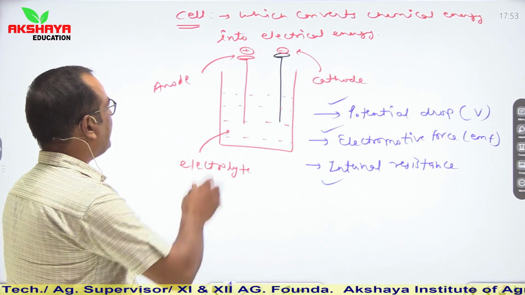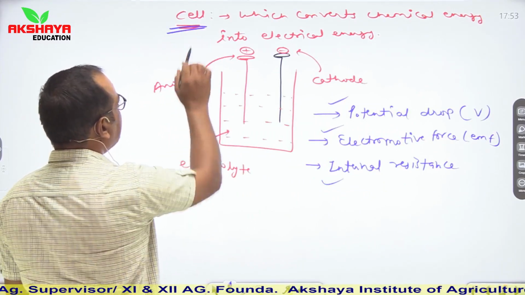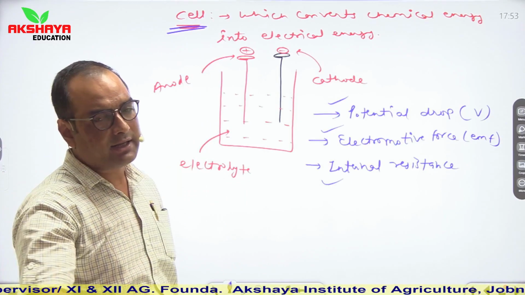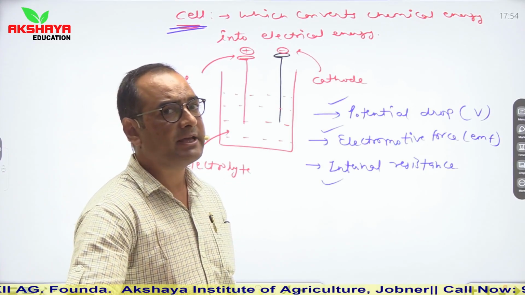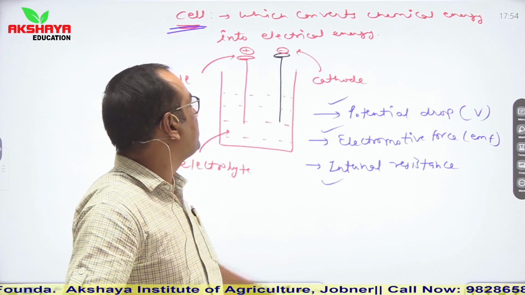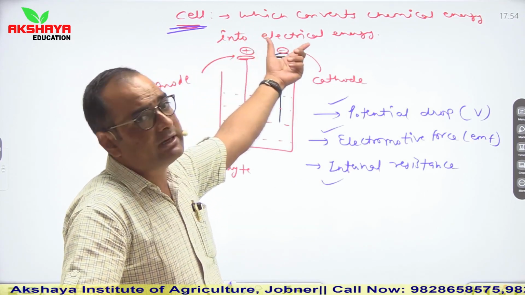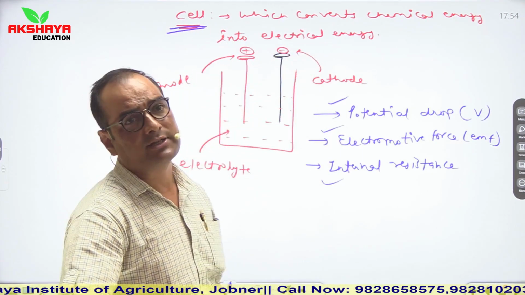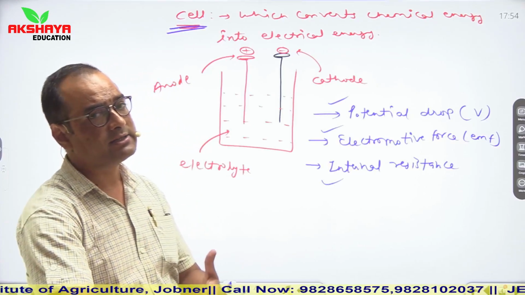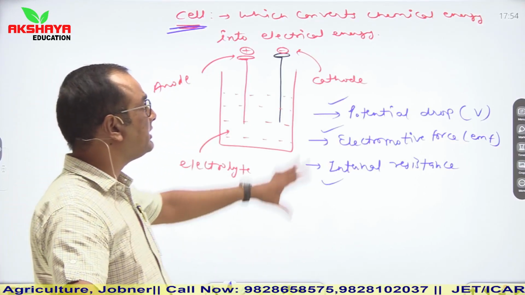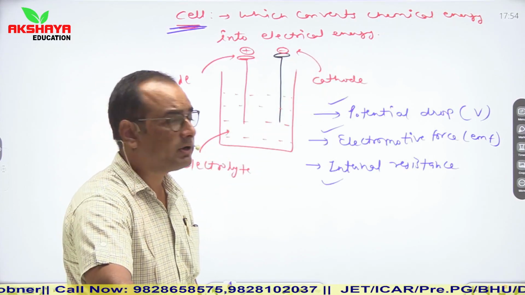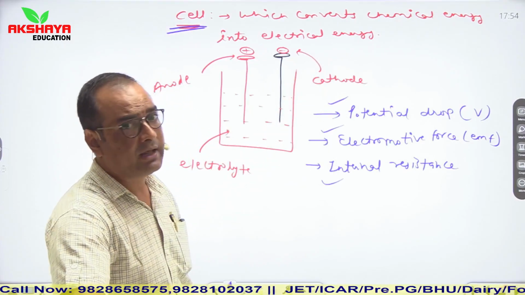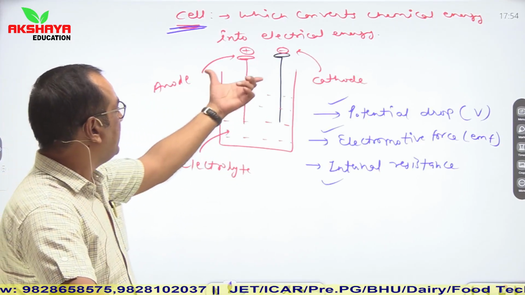Now see, our next topic is cell. What is an electric cell? An electric cell is basically a supply source, which is defined as a device which converts chemical energy into electrical energy. So we can say that an electric cell is a device which is used to convert chemical energy into electrical energy.